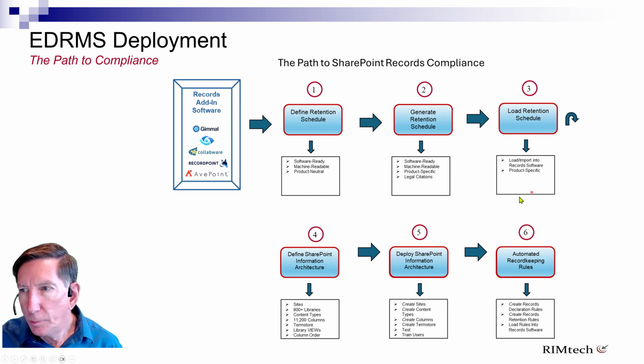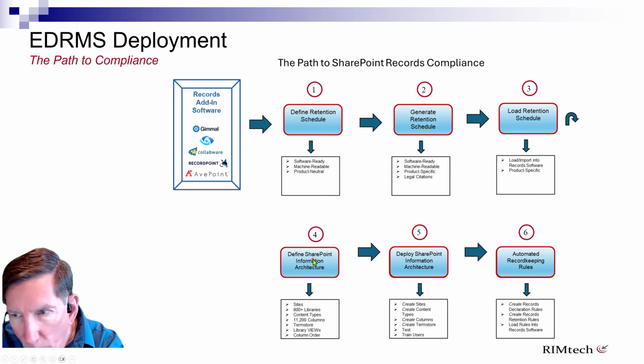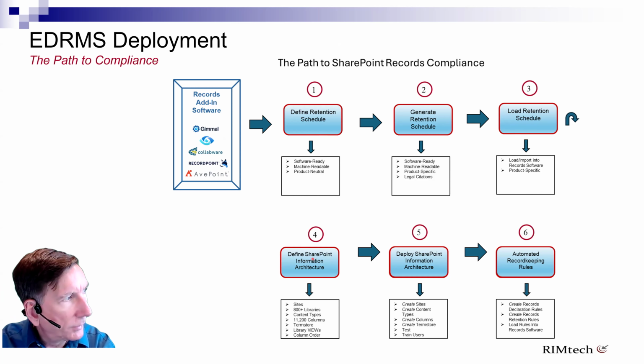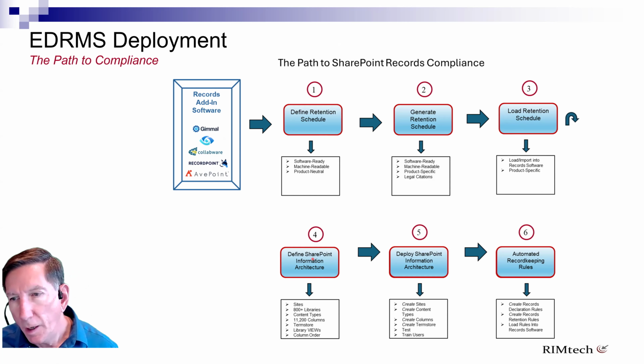So now you're halfway through your project, but it's not halfway. You're only just getting warmed up. Step 4 is none of these 5 software products will work without an appropriate SharePoint information architecture. What does that mean?